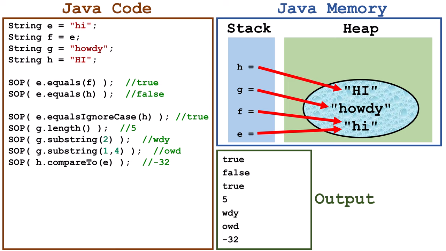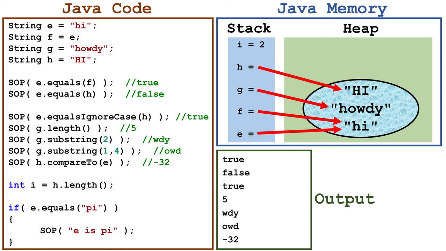Finally, let's look at a couple of examples of how we might use these methods. Here, we're taking the length of the string H is pointing at and storing it in an int value I. Notice that since I is a primitive type, all the data is on the stack. Here, we check if E equals the string literal pi. In this case, it returns false, so the code in the curly brackets doesn't get executed. The string class has many other useful methods you can read about in the documentation linked in the video description.